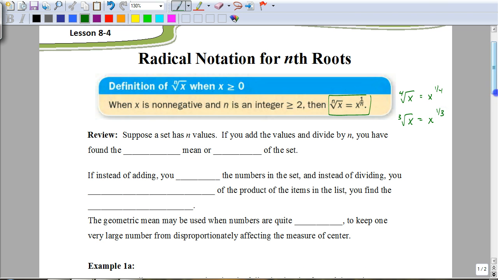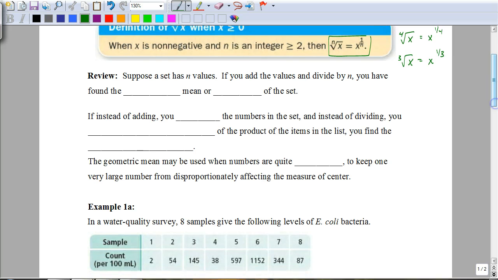Okay, now let's move on to something slightly different here. Suppose, this is a review here, suppose a set has n values. If you add the values and divide by n, you have found the arithmetic mean, or the average. Okay, that's nothing new. So basically, to find the average, we know we add up all the numbers and divide by how many there are.